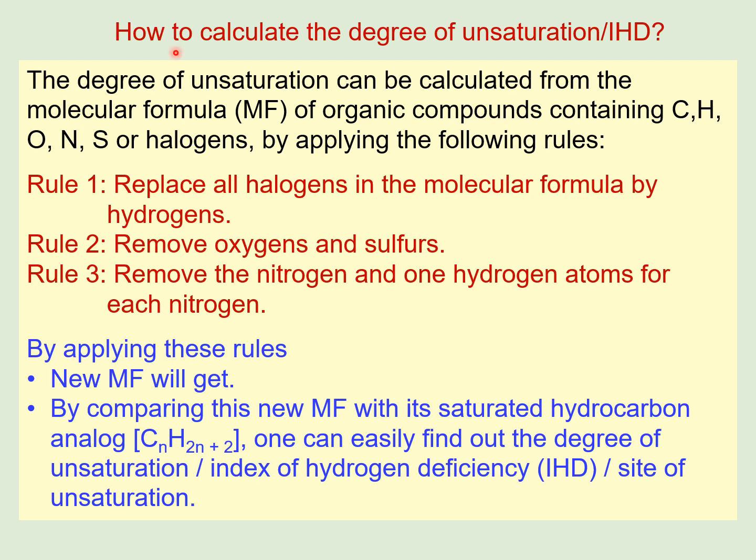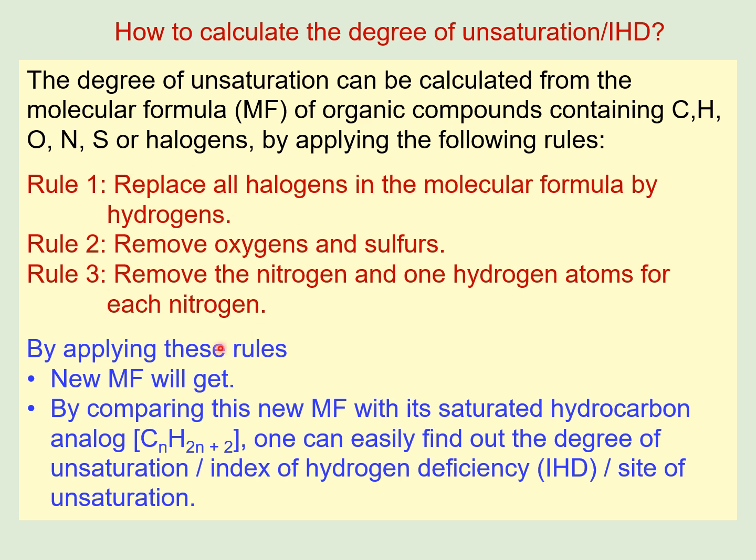Let us see how to calculate the degree of unsaturation of an organic molecule containing heteroatoms like nitrogen, sulfur, oxygen and halogen. You have to apply 3 rules. Rule number 1: if the molecular formula contains halogen, you have to replace all the halogen atoms with hydrogen atoms. If the molecular formula contains oxygen or sulfur, omit the oxygen and sulfur. If the molecular formula contains nitrogen, remove the nitrogen along with 1 hydrogen atom for each nitrogen atom.